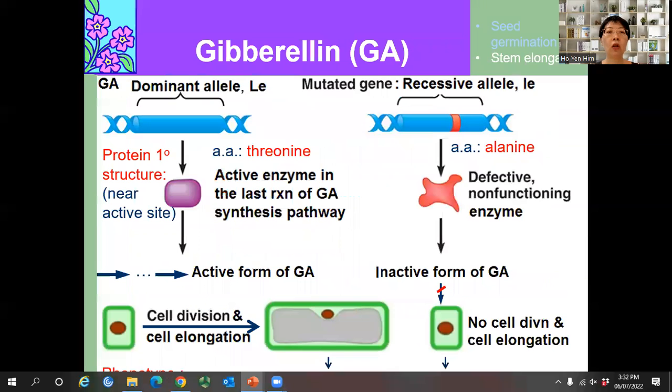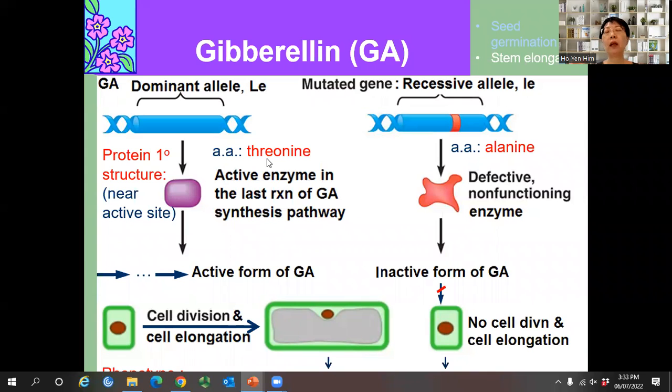Okay, now we proceed to look at gibberellin, for a normal allele and for a mutated allele. The normal allele is the dominant allele, big LE. This dominant allele codes for an enzyme for the last step of the pathway for GA synthesis.